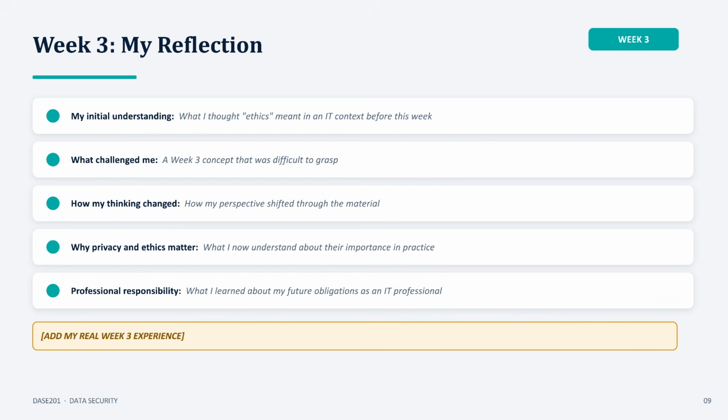My thinking also changed about privacy. Before, I mainly thought privacy was about keeping passwords and personal information safe. Now I understand that privacy is also about how organizations collect, use, store, and share people's data or information. As a future IT professional, I think this is very important. I need to understand my technical decisions can affect real people, so I need to act responsibly and follow both professional ethics and legal requirements.